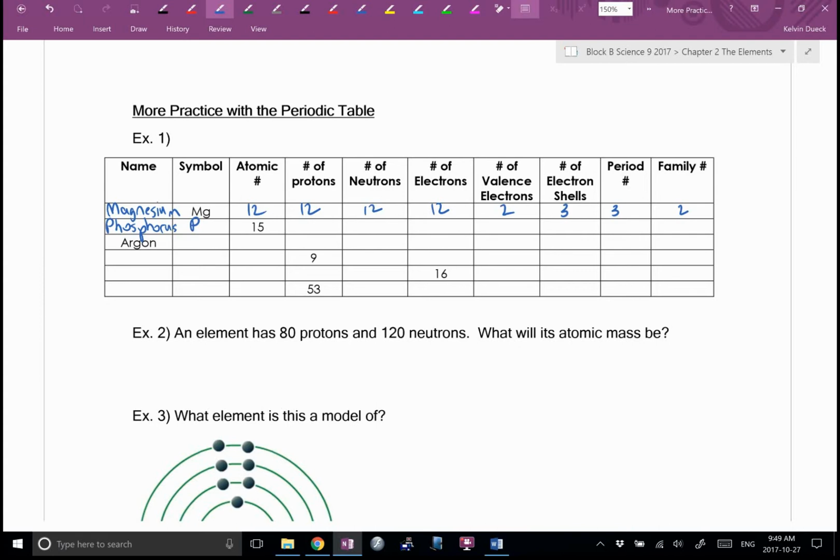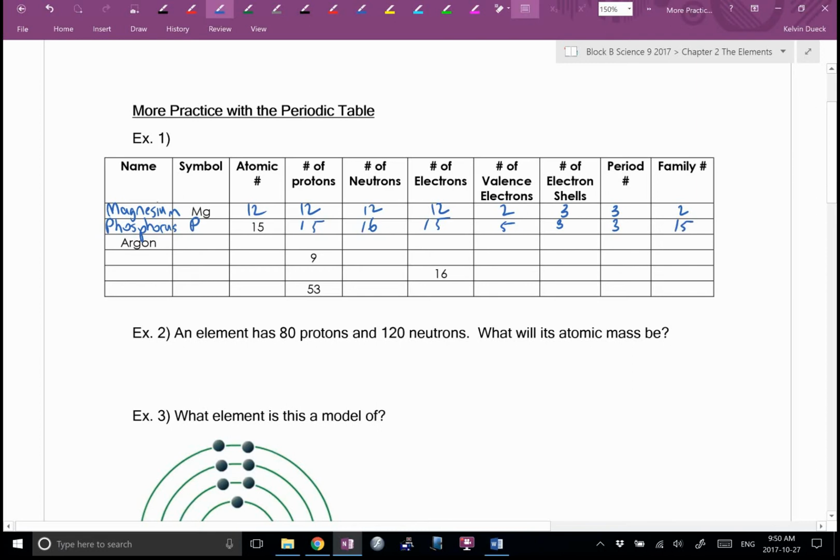Number of protons, 15. Number of electrons, 15. Number of neutrons, I got to do some math. 31, take away 15. 16 neutrons, is that right? Yep. Now, I'm going to count without holding this facing you, because I have to have it facing me. Number of electron shells, 3. Yes? Number of valence electrons, 1, 2, 3, 4, 5. Period 3, and family number 15.